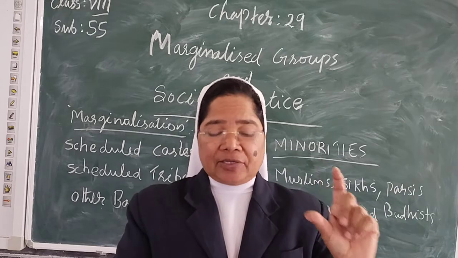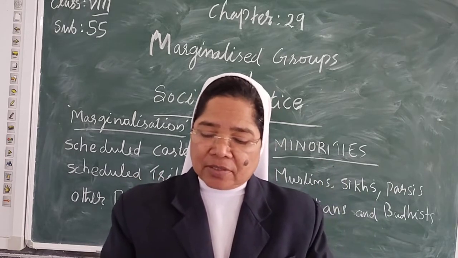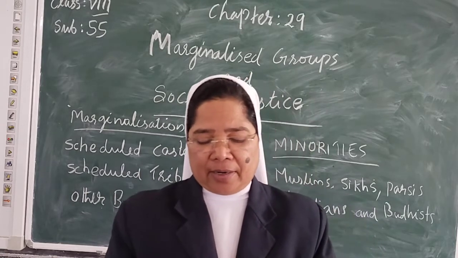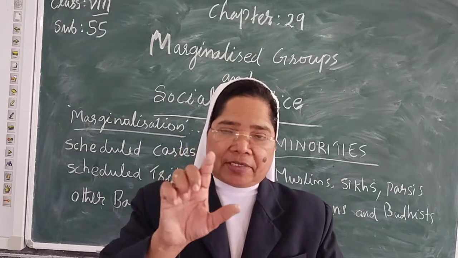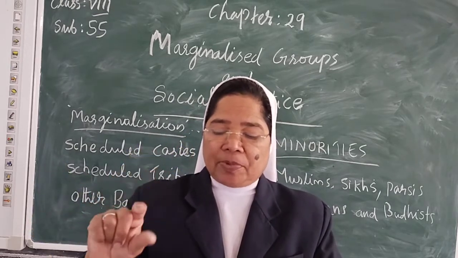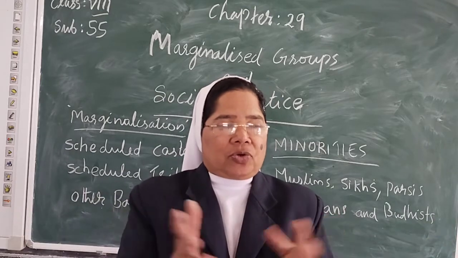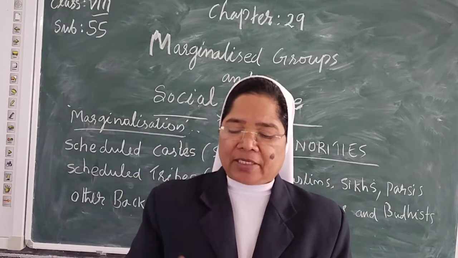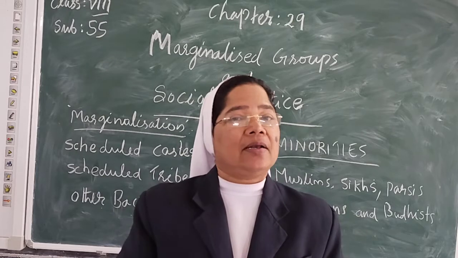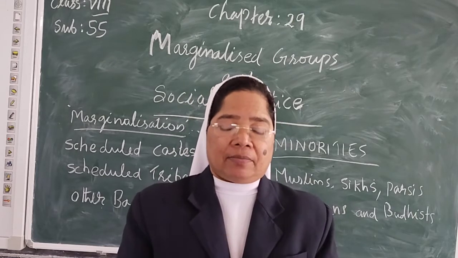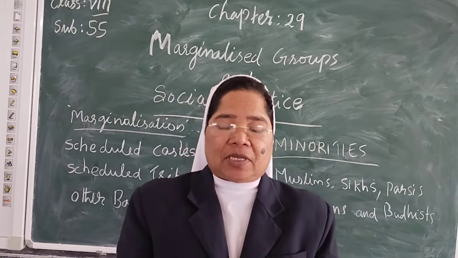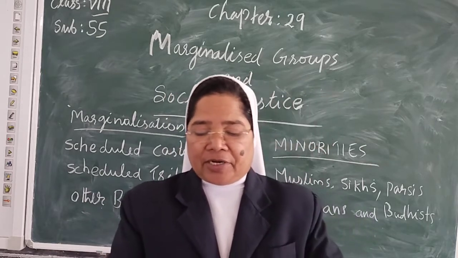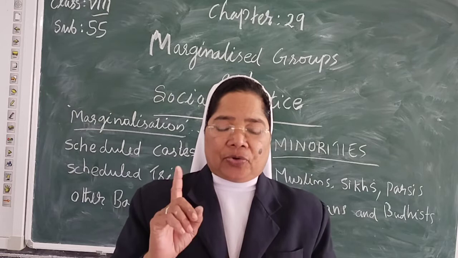First one is that untouchability has been abolished, and practicing it in any form is a punishable offence under Article 17. Now there is no untouchability. If somebody does that, it is punishable, so it is avoided.